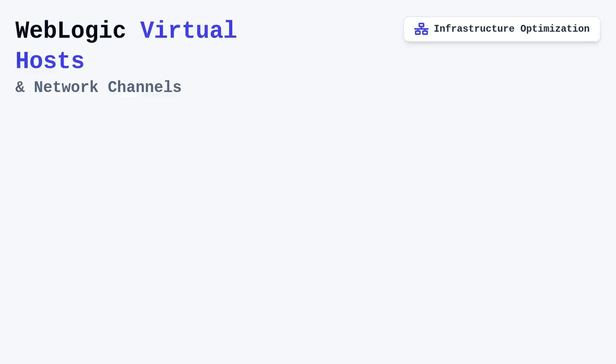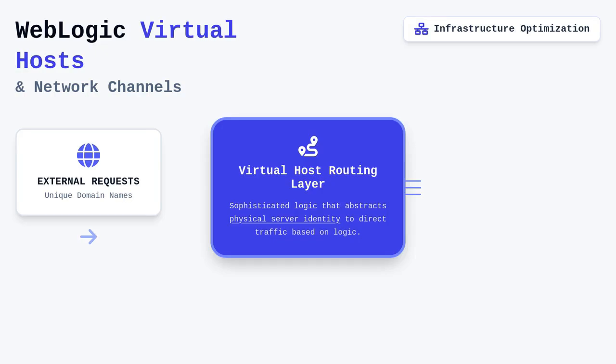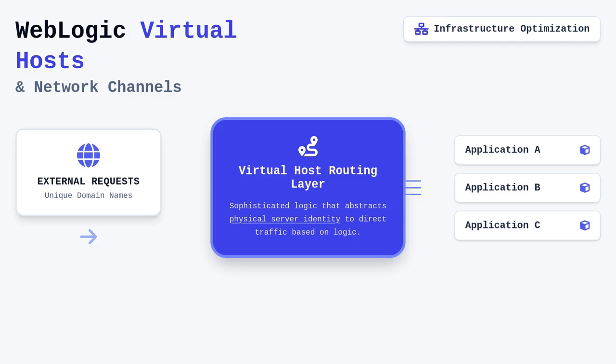Virtual hosts act as a sophisticated routing layer that sits atop your network channel infrastructure. By defining a virtual host, you provide the WebLogic internal HTTP server with the logic required to direct incoming requests towards specific web applications regardless of the target server's physical identity. This is a common requirement when you need to host multiple distinct applications on a shared managed server while presenting unique domain names to the outside world.